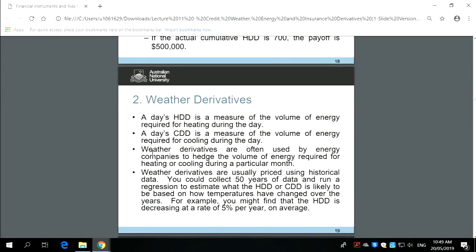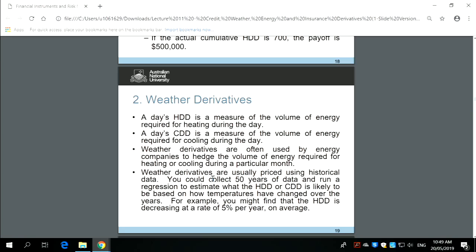All right, so this slide talks about how people price those weather derivative contracts. Just now we talked about the buyer of those weather derivatives, from the retailer company's point of view. What if you are an insurance company that sells this sort of product? How do you price them?